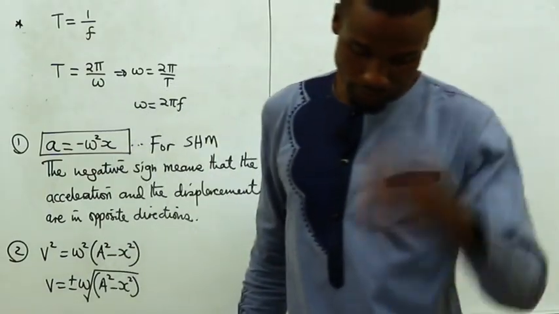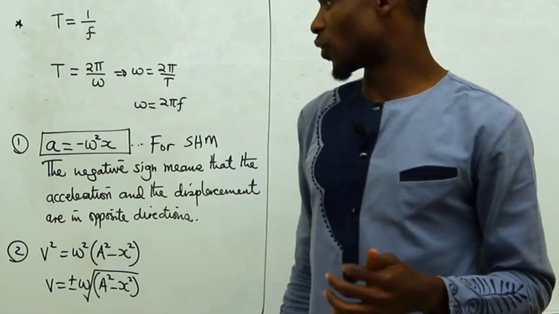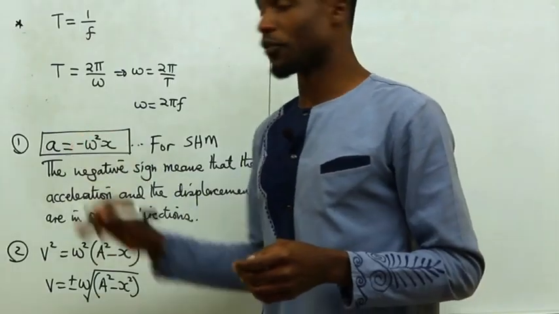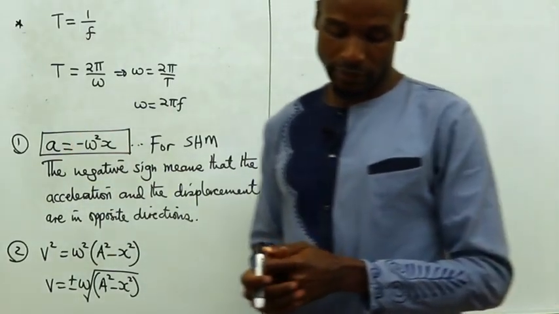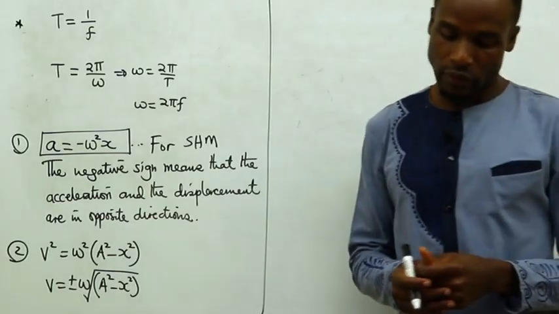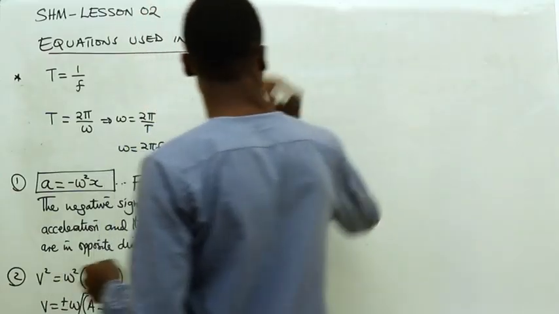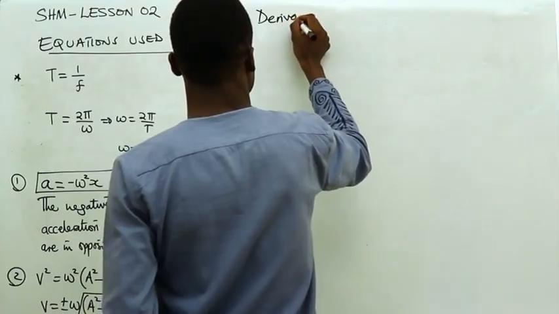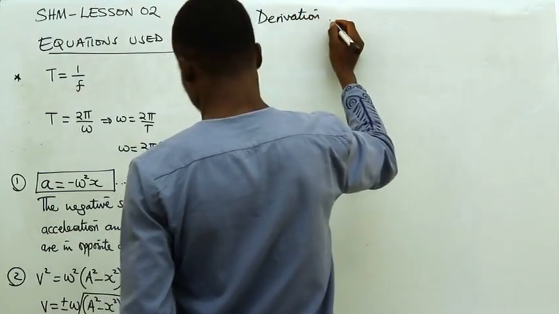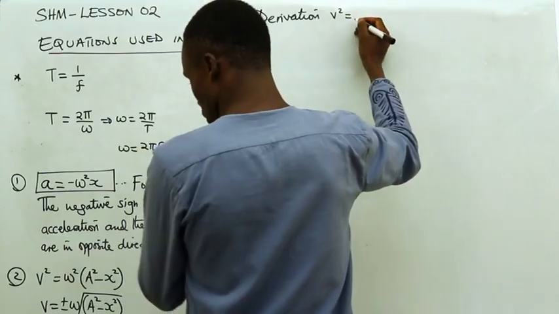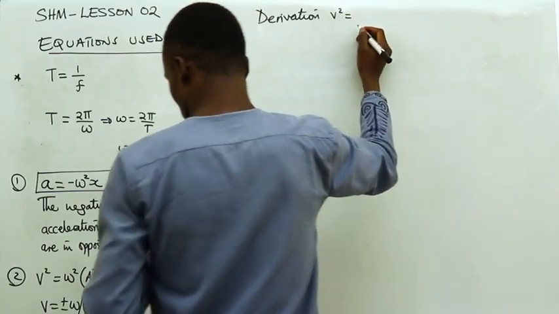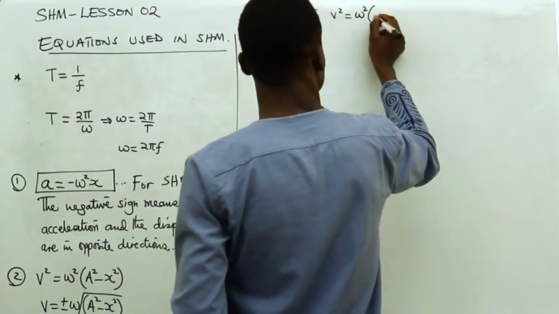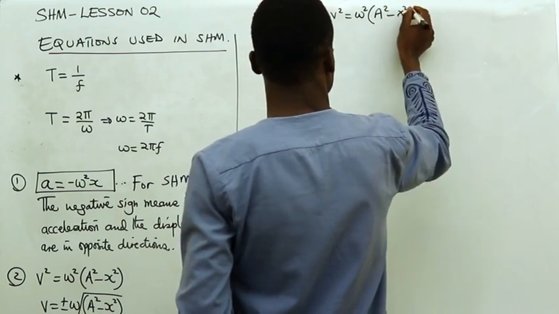So we are considering a particle that is executing simple harmonic motion, and it has a displacement x from the equilibrium position at a time t. So I want you to know something. Please note, we want to derive v squared is equal to omega squared into a squared minus x squared.